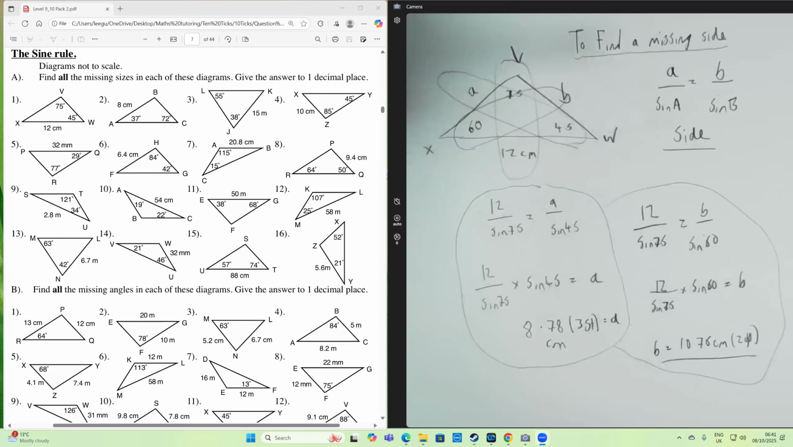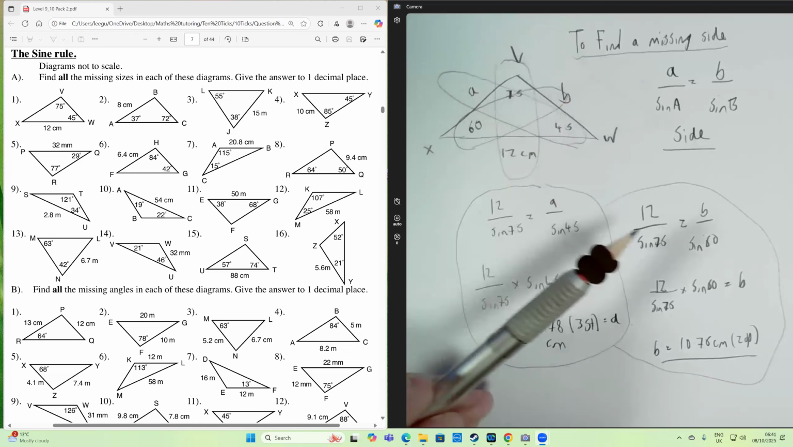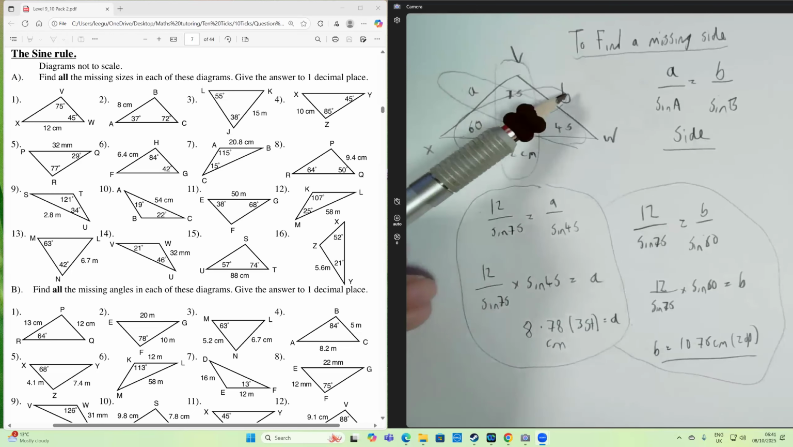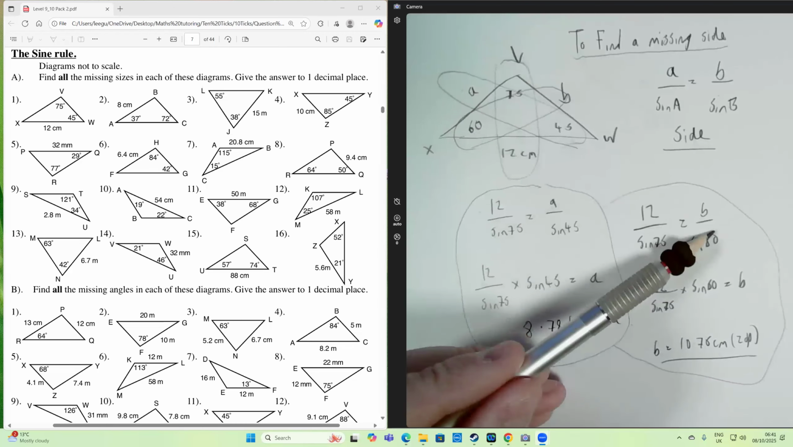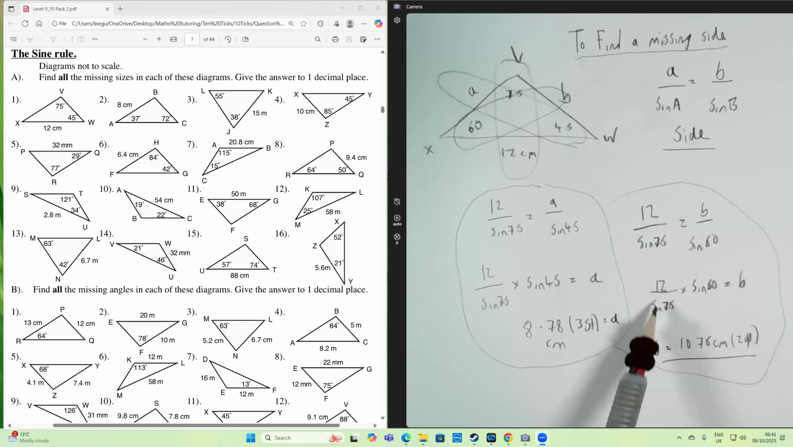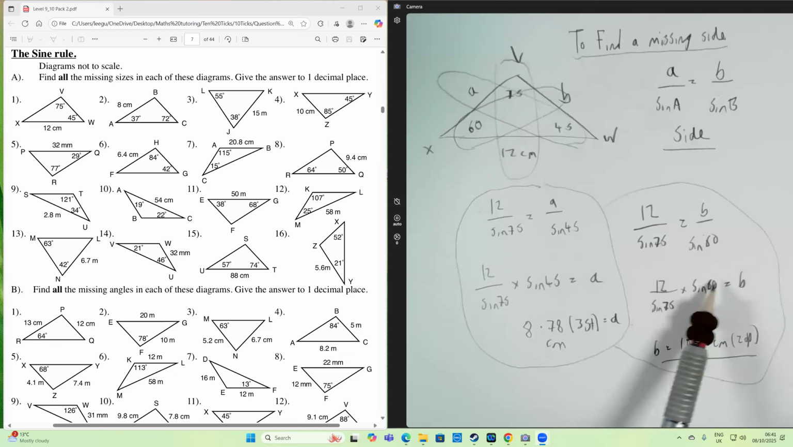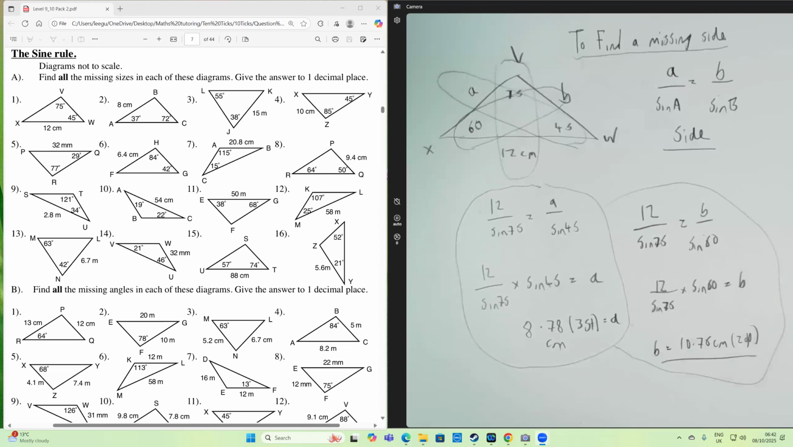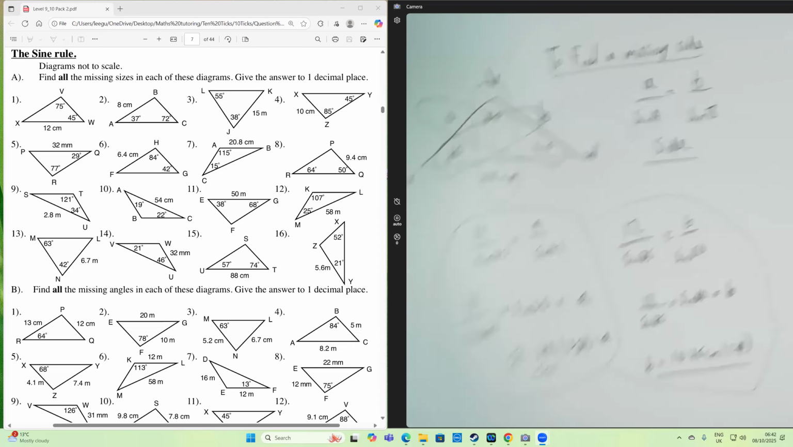Let's look at finding the other side that's missing. So again, we identify the appropriate pair. The appropriate pair is this angle and this side. We know everything about this pair, so we write 12 divided by sine 75 equals, this time, b over sine 60. Again, we multiply by sine 60, so that we've now got 12 over sine 75 times sine 60 equals b, and from that we can work out the side, which is 10.76 centimeters to 2 decimal places. So that's our first instance of how we would use the sine rule to find a missing side.